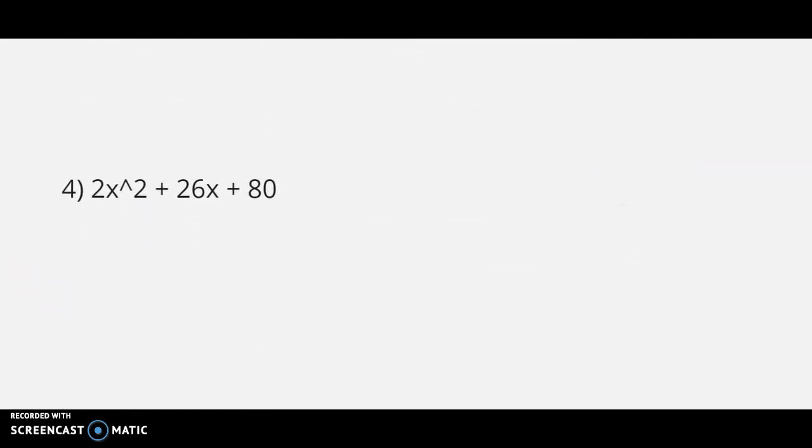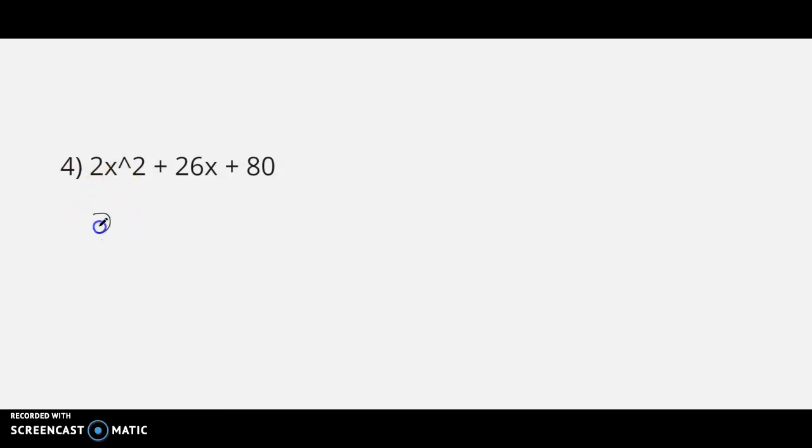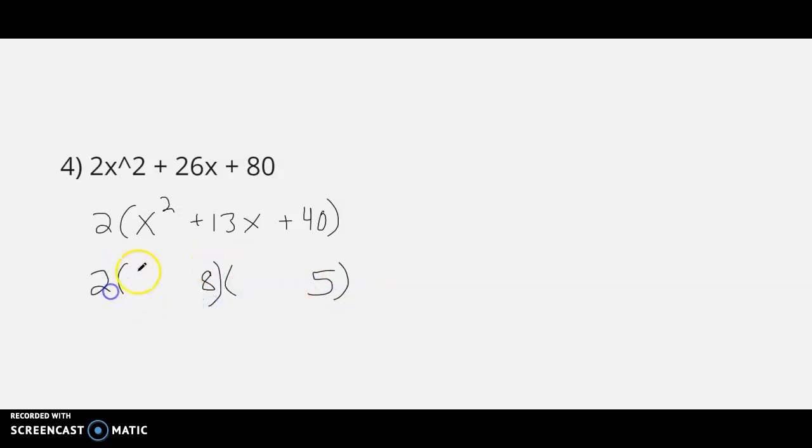Let's look at number 4 here. We have a 2x squared plus 26x plus 80. Here we're going to factor out a greatest common factor first. And we can take out a 2 from everything to begin with. x squared plus 13x plus 40. Now we just need to ask what factors of 40 add up to 13, and those two numbers are 8 and 5. 8 times 5 is 40. 8 plus 5 is 13. Still have the 2 in front. x plus 8, x plus 5.